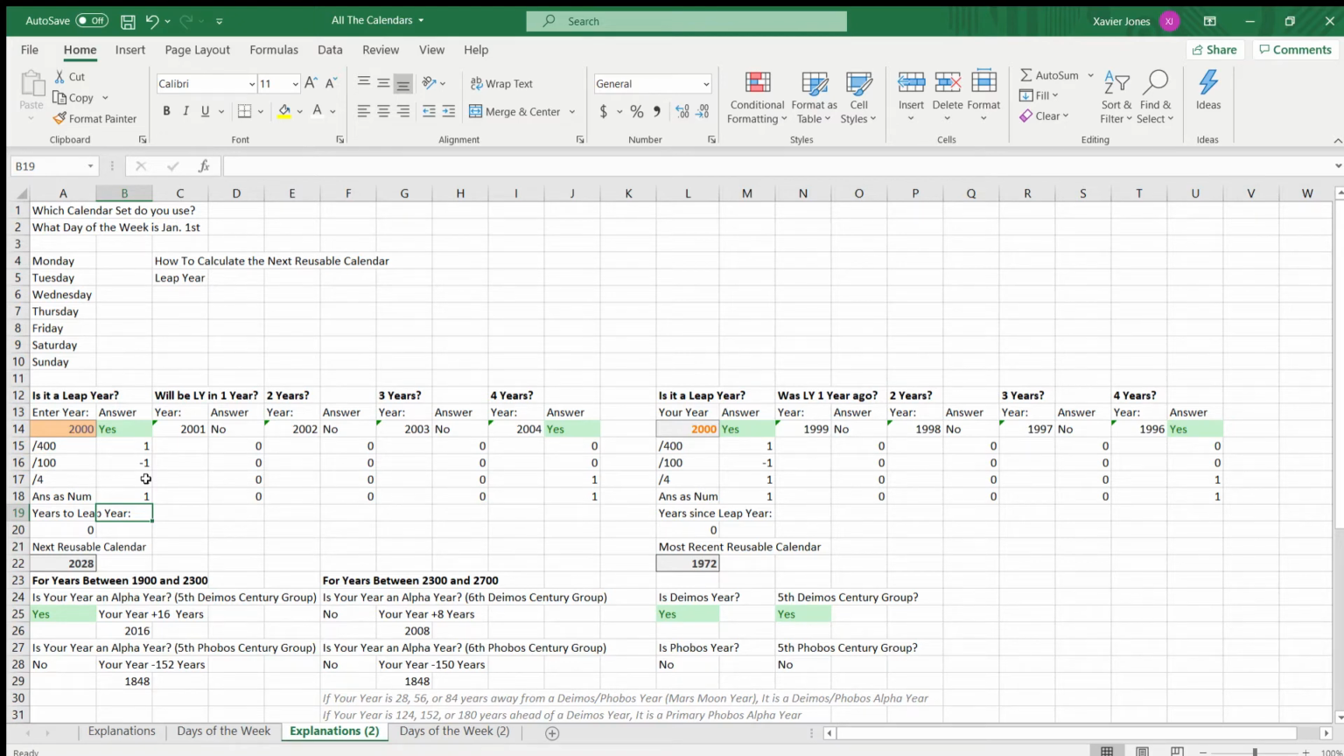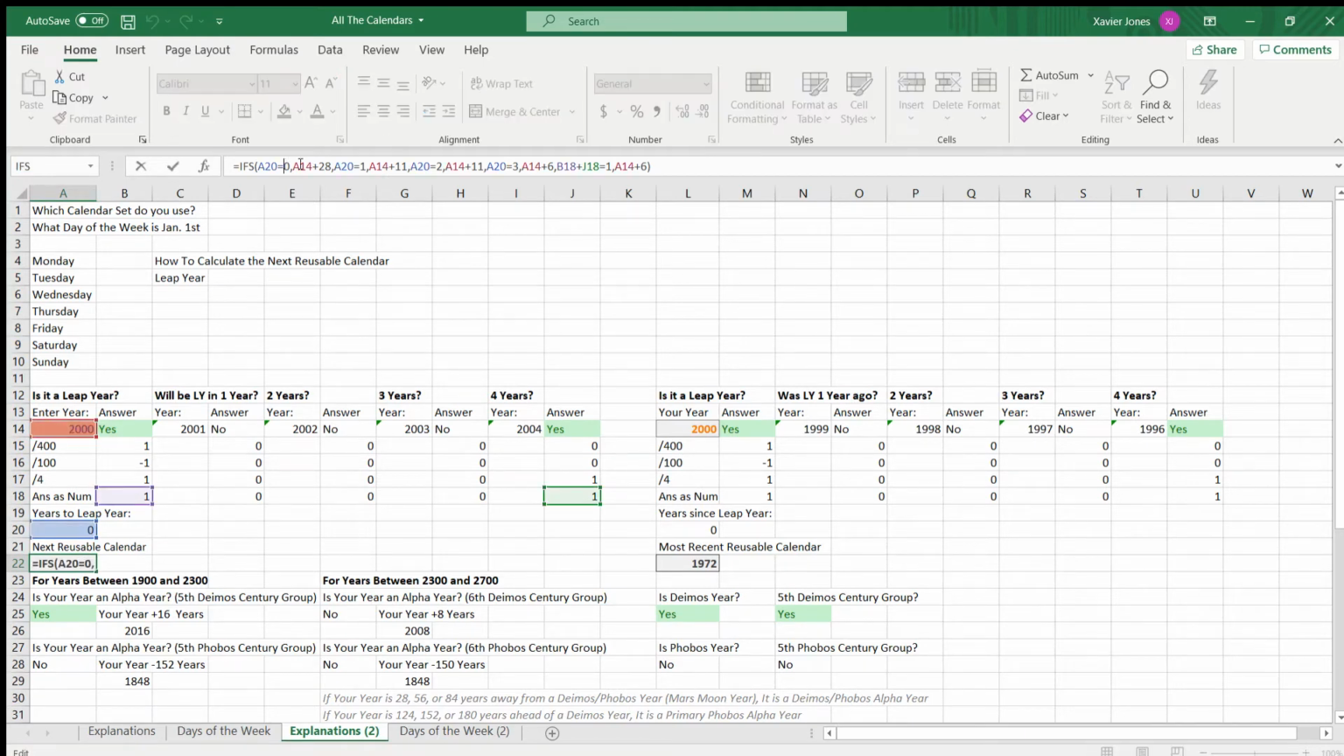How do we find out when our next reusable calendar is? Well, if you remember from my video that I posted way back, you'll know that if you are 0 years away, we're going to go through this step by step. If we are 0 years to our next leap year, that means that it is currently the leap year. That means that we're going to take our current year and add 28 to it. So, whatever your current year is, you're going to add 28 years to it. That'll be the next time that you can reuse that calendar, because it is the same exact calendar. So in this case, we have the year 2000. Our next reusable calendar is in the year 2028.